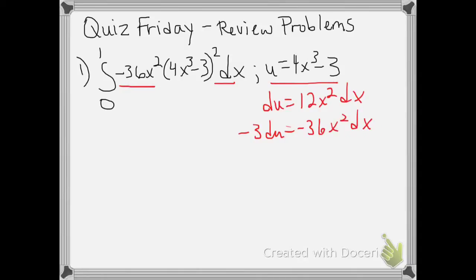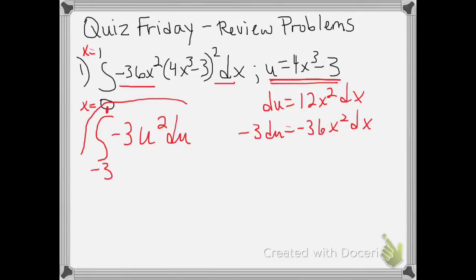So this will rewrite as u squared negative 3 du, and that's what we're integrating. And I'm changing the limits of my integration, so I'm going to plug x equals 0. Remember, these are x values. I'm going to plug that in over here to find u values. So 0 cubed times 4 is 0, so it's going to be negative 3. Plug in 1. 4 minus 3 is 1.